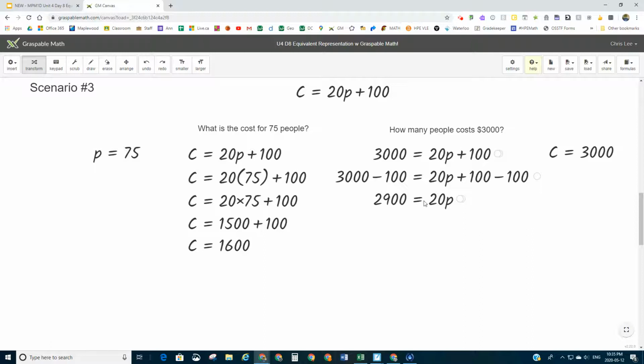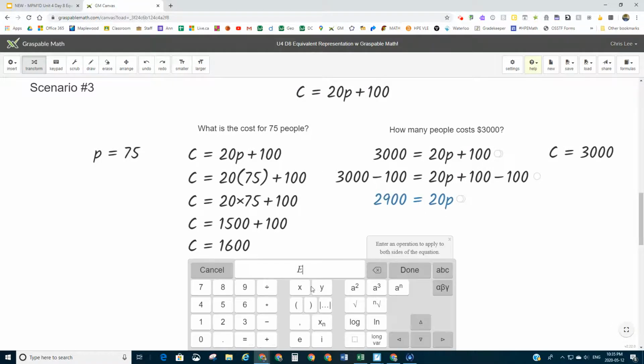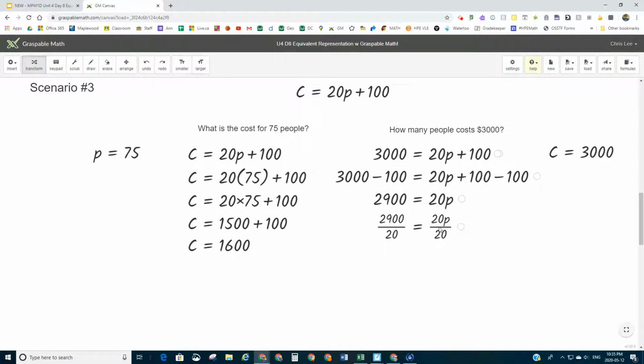Regardless, I have 2,900 now equals 20p because I've taken away the $100 rental fee, and the rest must be the cost for dinner. Since it's $20 per person, I'm going to have to divide both sides by 20. So click and hold, divide both sides by 20, click done. See that operation. I'll click on the divide bar to perform the operation twice, and I get P equals 145. And if you wanted to see those done at once, just move one step back by grabbing the bubble, and you see both operations are done in one step. So it tells me that 145 people attended, and that cost was 3,000.